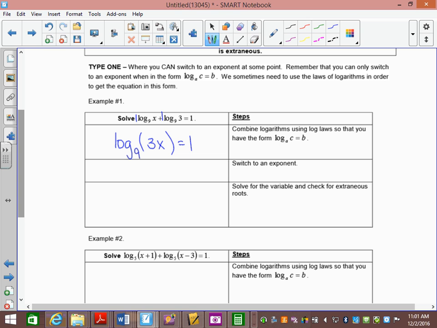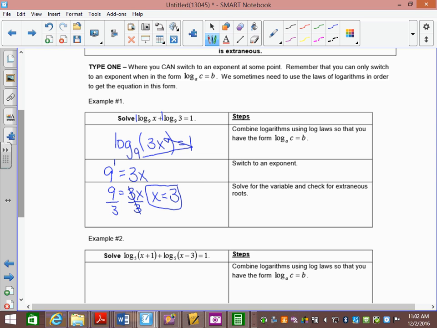7 rule if you have the log on the left. 9 to the 1 equals 3x. 9 to the 1 is 9. So 9 equals 3x. Divide by 3, x equals 3.